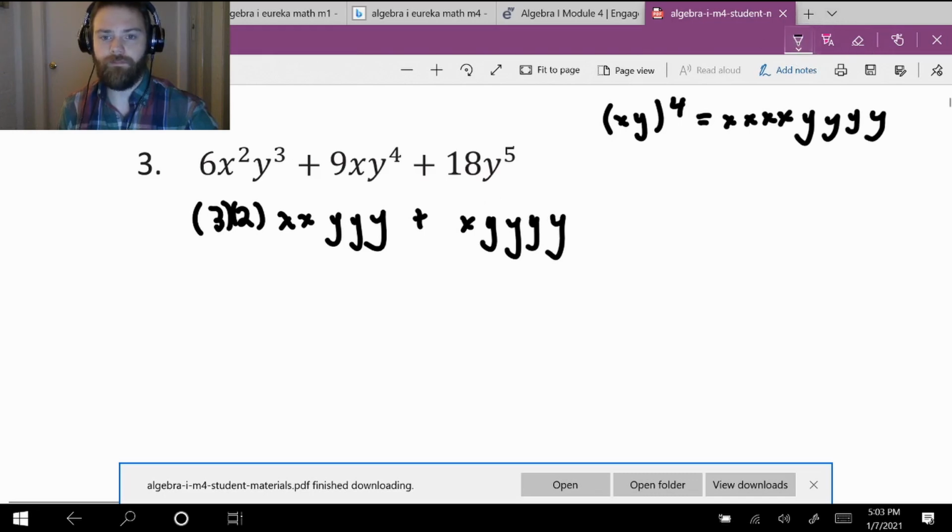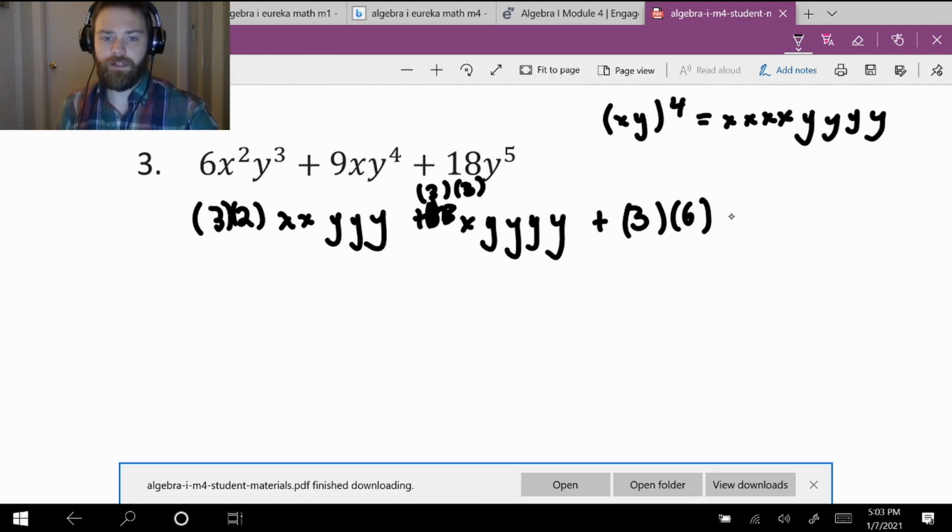And then 9, I forgot to do that, so let me fix that. So 3 times 3 is 9. I'm going to put that in there. That looks awful, so I'll put it up here. And then lastly, 18 is divisible by 3. So that's 6 times 3.